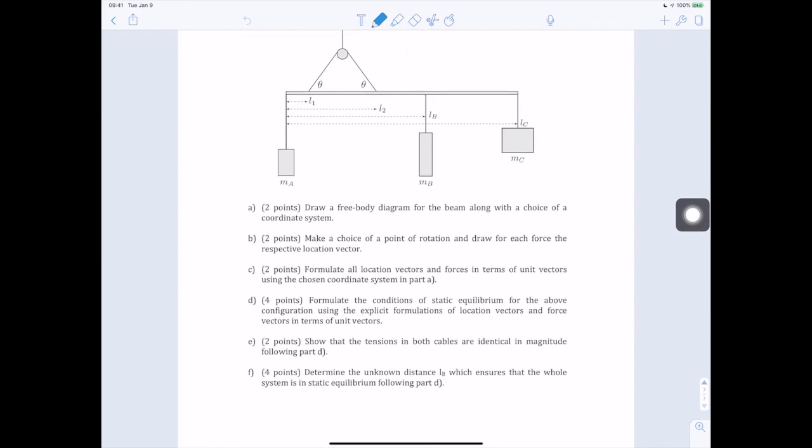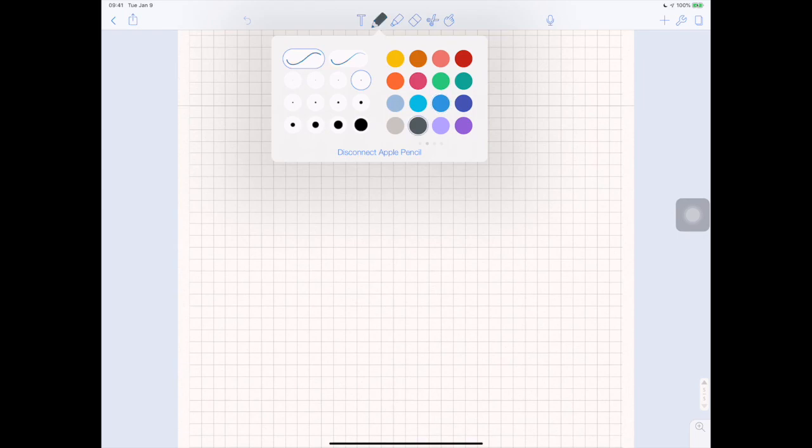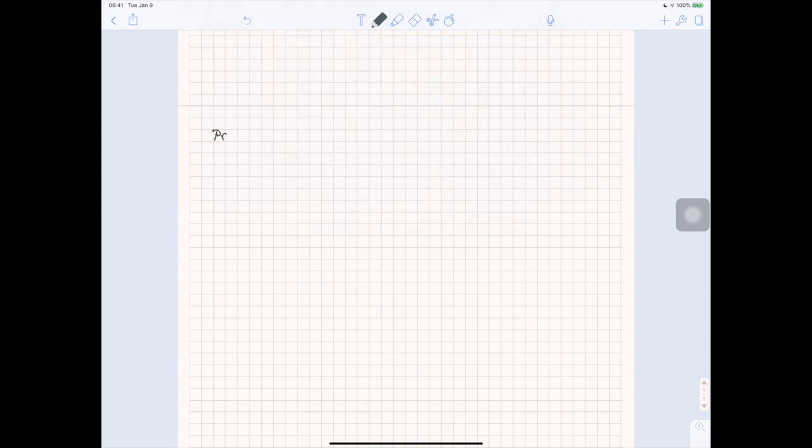Now, draw a free body diagram along with a choice of coordinate system, make a choice of point of rotation, and draw for each force the respective location vector. Formulate all location vectors and forces in terms of unit vectors using the chosen coordinate system in part B. So let's prepare all of this here first. All right, so this here is now problem 3.